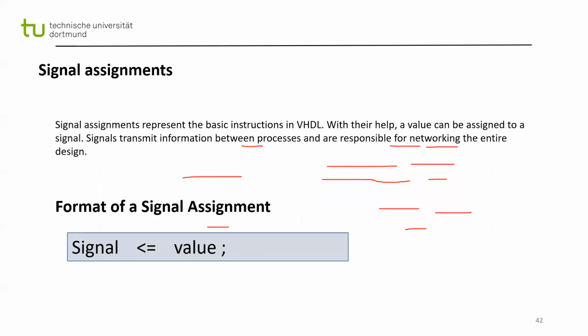Signal assignments represent the basic instructions in VHDL. With their help, a value can be assigned to a signal. Signals transmit information between processes and are responsible for networking the entire design. Both variables and signals have important functions in a VHDL program, but signals are one of the most important building blocks of an efficient and clear VHDL model. This is the format of a signal assignment, where the signal takes the value using this operator.